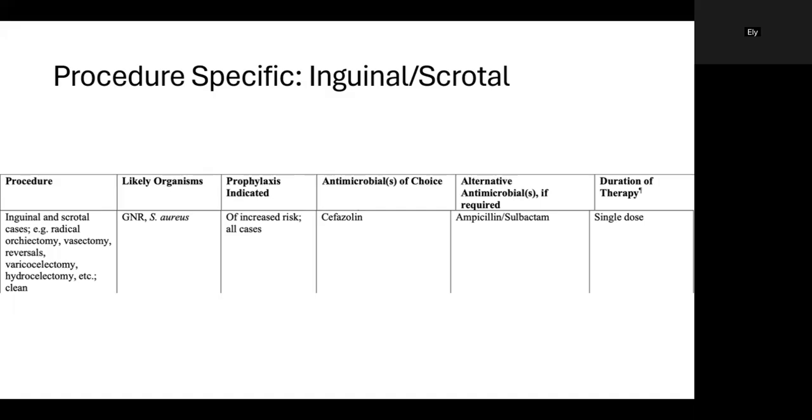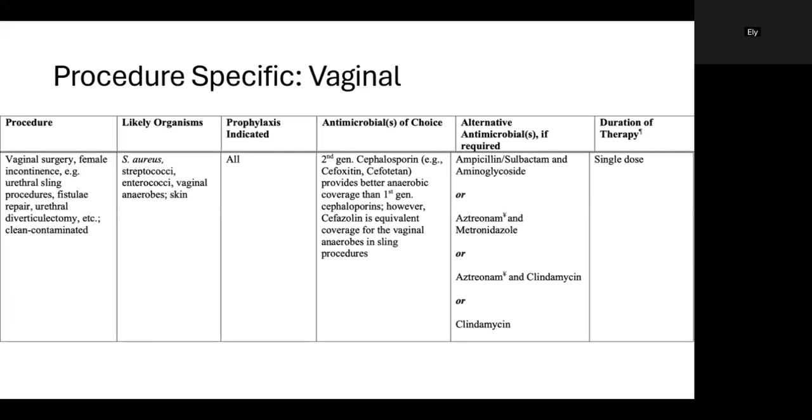antimicrobial prophylaxis either. Now, another procedure that we do pretty commonly here is those involving the vagina and vaginal flora. And these have an intrinsically different flora than the regular GU flora that we encounter in other urologic procedures, including species such as streptococci, enterococci, as well as vaginal anaerobes. So for this reason, prophylaxis is indicated in all cases due to this more diverse microbiology.